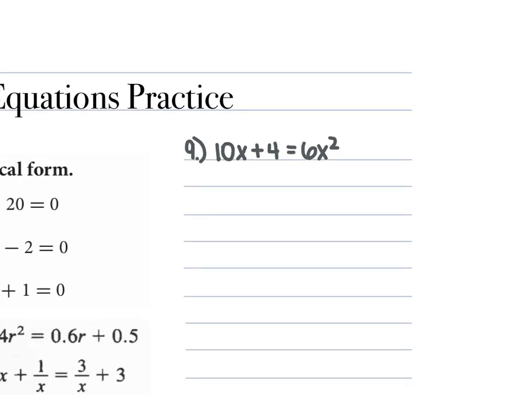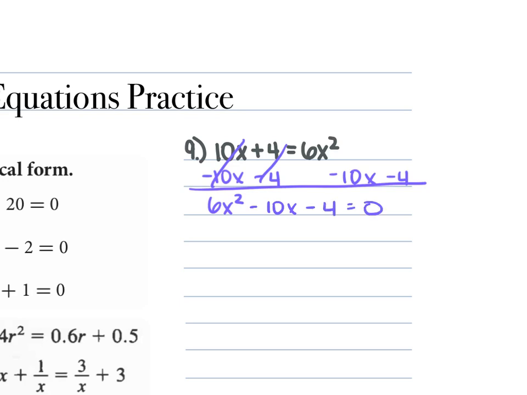We are going to get everything on the same side as that 6x squared. So we're going to subtract the 10x from each side. We're also going to subtract that 4 from each side to give us 6x squared minus 10x minus 4 is equal to 0. So from here, our A is 6, our B is negative 10, our C is negative 4.